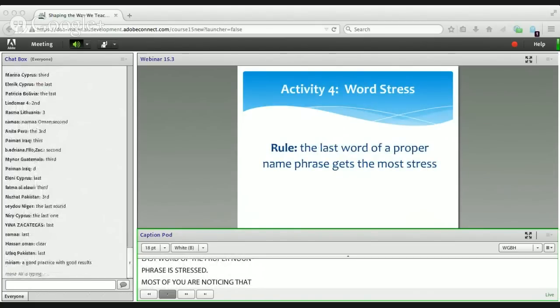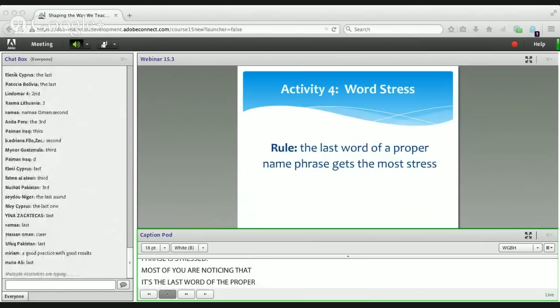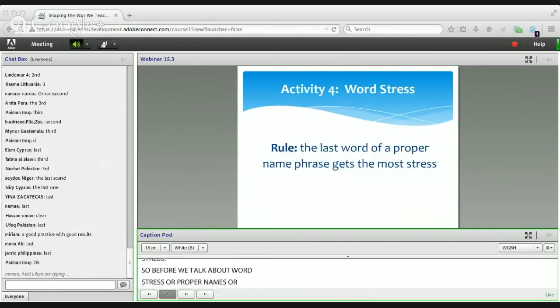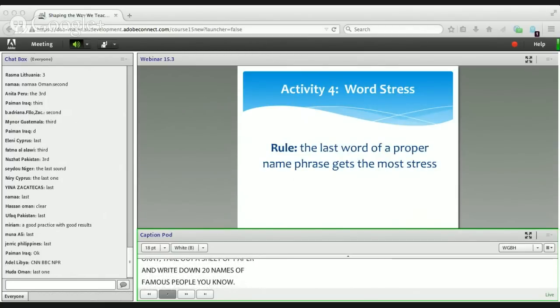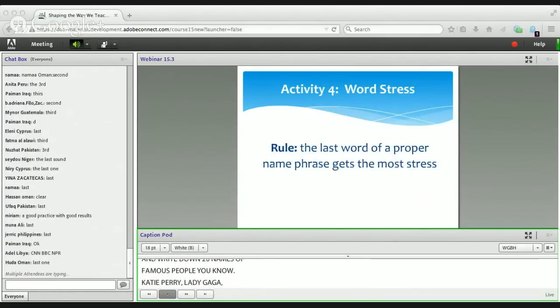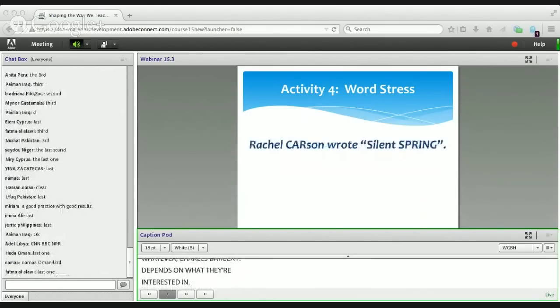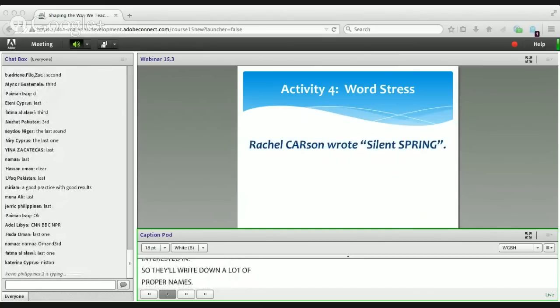So what I do is I have my students, before I even talk about word stress or proper names or anything, I say to my students, okay, take out a sheet of paper and write down 20 names of famous people you know, okay? So, you know, Katy Perry, Lady Gaga, whatever, Charles Barkley. Again, it depends on what they're interested in. So they'll write down a lot of proper names, and then you tell them the rule, and then they can apply it to their situation.